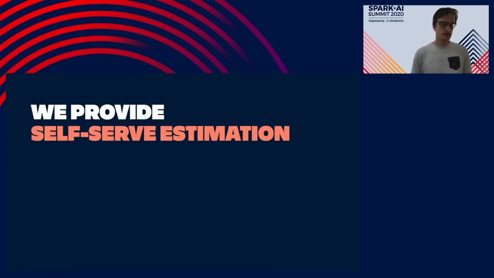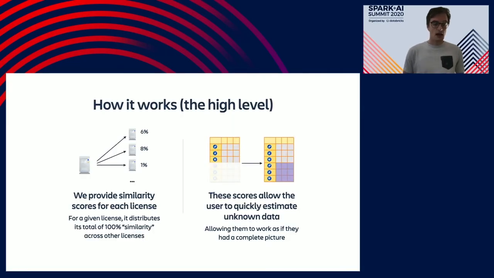So to build out something that satisfies these properties, and we'll reflect on them later on, we provide self-serve estimation to anyone using our product analytics. So what does that mean? We'll progressively get through the detail, but how it works at a high level is that for all licenses that are not sending us analytics, we provide similarity scores between them and the licenses that do send analytics to us. A license that we don't know about effectively distributes itself over the pool of known licenses, saying that I'm X% similar to that one and Y% similar to another.